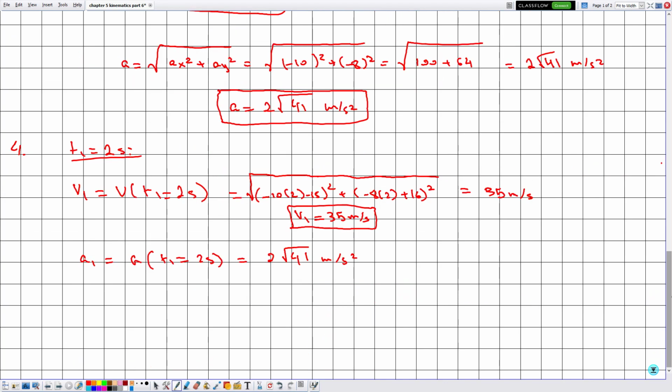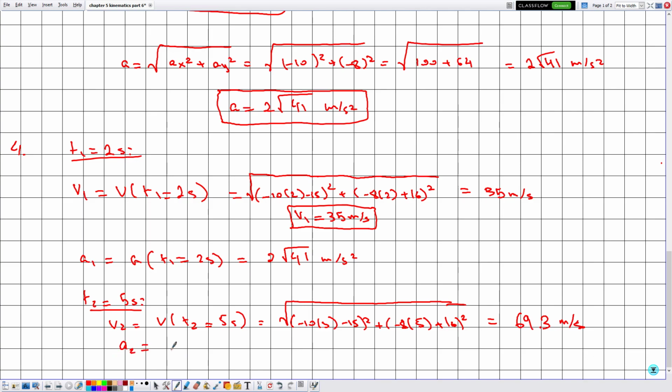Now finally we need to compute the same quantities but at the instant t2 equal to 5 seconds. So v2, corresponding for v at the instant t2 equal to 5 seconds, is given by the square root of (minus 10 multiplied by 5 minus 15) to the power 2 plus (minus 8 times 5 plus 16) to the power 2, which is equal to, plugging this on the calculator, approximately 69.3 meters per second.